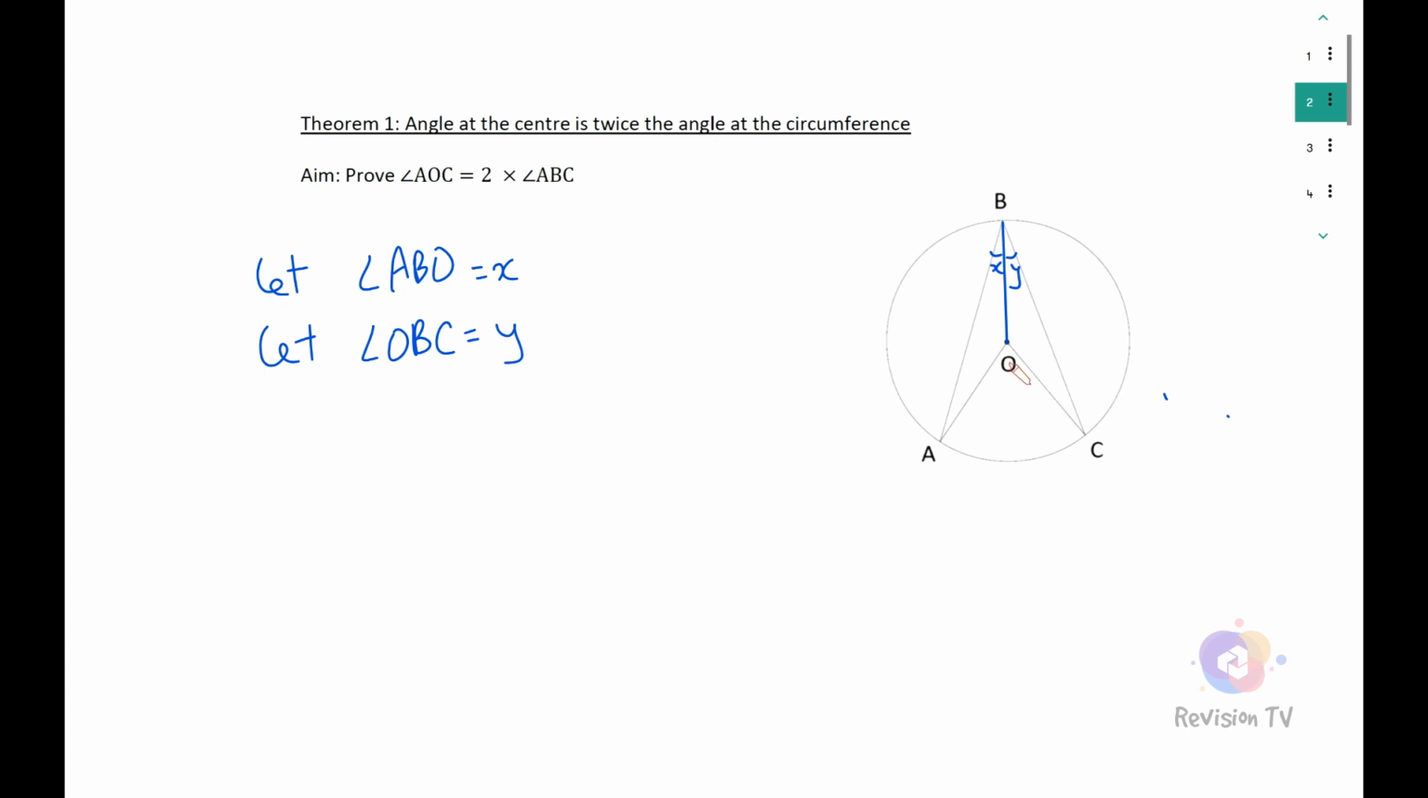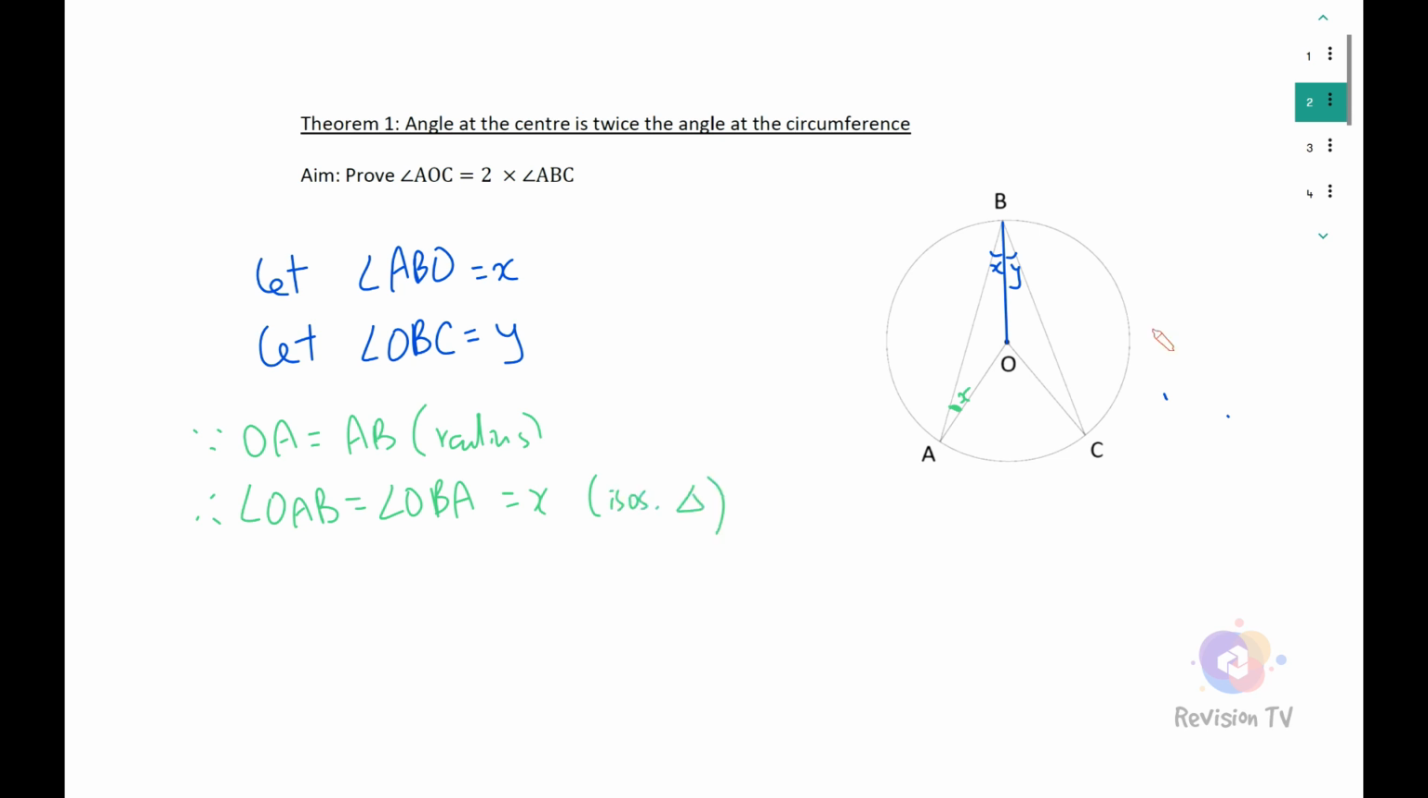Next, what do we know about OA, OB, and OC? Now, these lines from the center to the circumference are known as the radii, plural for radius. So what we know is because OA equals OB, they're radii, okay? So therefore, the angle OAB will equal the angle OBA. So OAB, this angle, will be the same as the top one, which is X. Reason being is isosceles triangle.